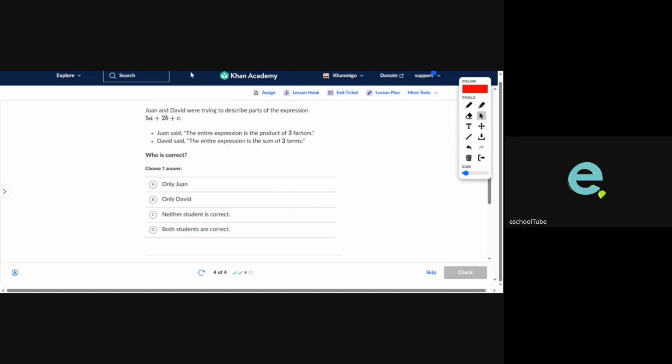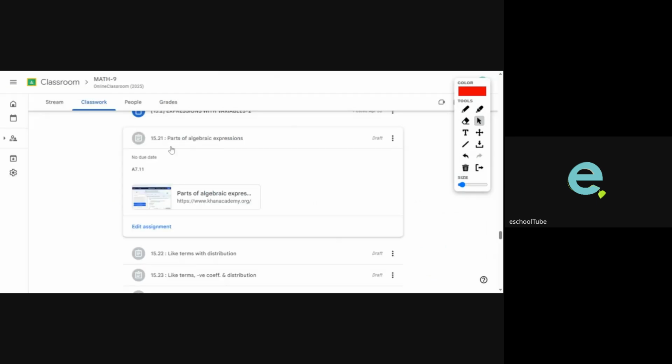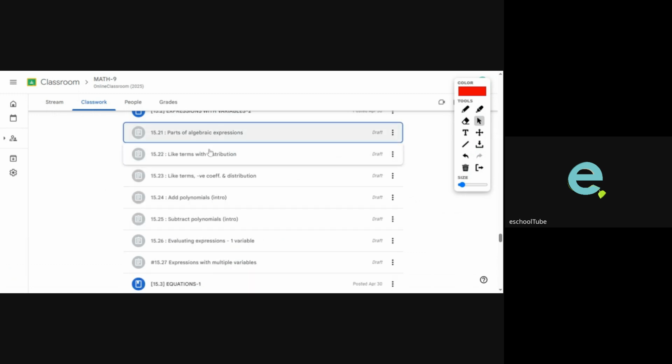तो इस तरीके से ये क्वेश्चन ये एक्सरसाइज आप करना in 15.21. Then we do 15.22, like terms with distribution.